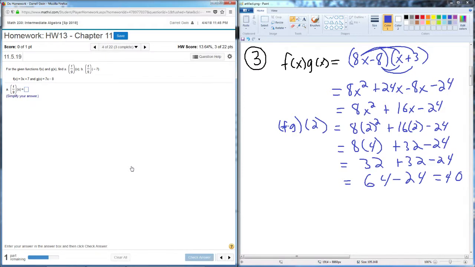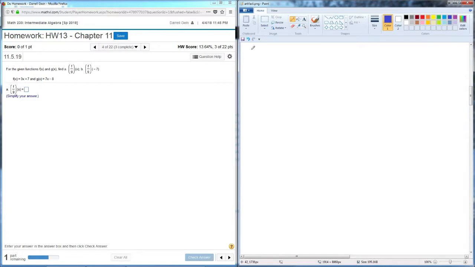And we can move on to the next one. Man, these problems are taking a lot of space. I have to already go to the next page. That's one page for one problem.